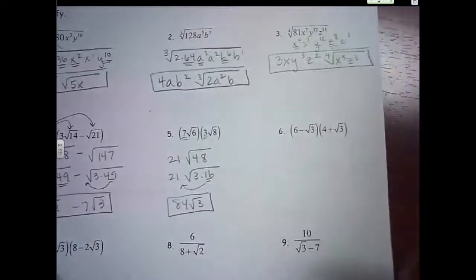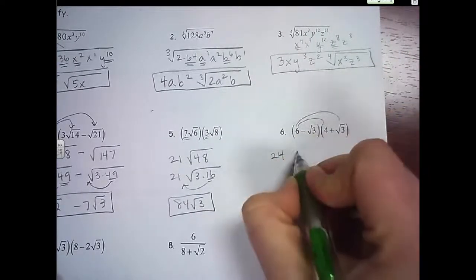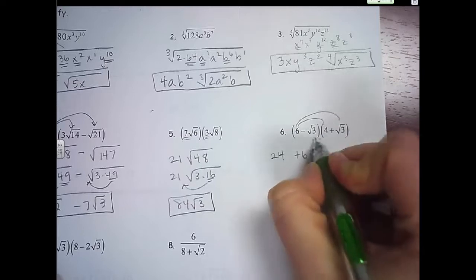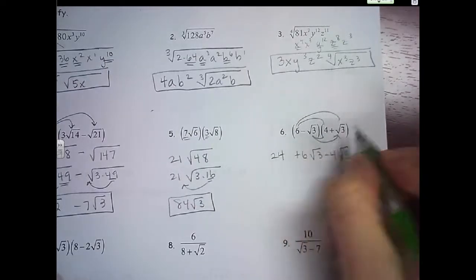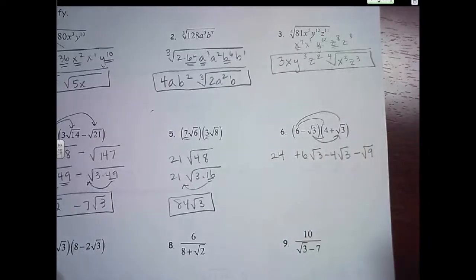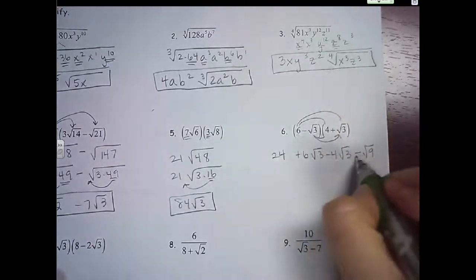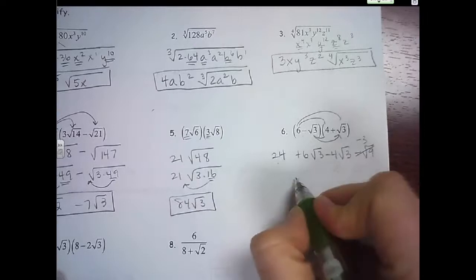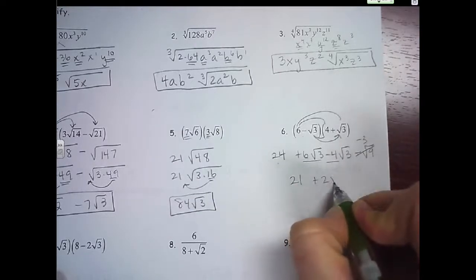Number 6, FOIL. 24 plus 6 square root 3. And some of you guys on this one, I saw you mess up here. This is a minus times a plus, so it's minus square root 9. On the foiling one, it seems like some of you are making small errors. Okay, this becomes negative 3. So 24 minus 3 is 21. I can combine these, plus 2 square root 3.